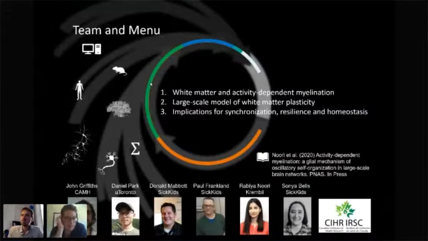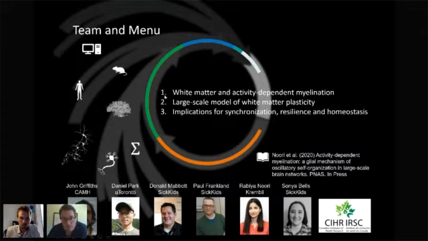I wanted to start, before getting into the core of things, by mentioning that this is a collaborative work. It involves a team of different trainees and PIs from different disciplines: math, computer science, animal and experimental work. And we're all fascinated by this idea of white matter plasticity. And so we've been combining these disciplines towards this particular goal.